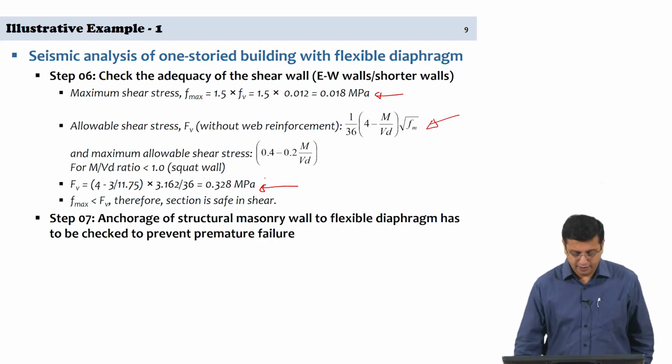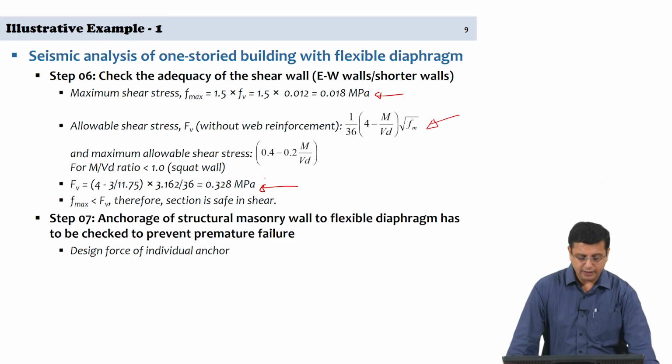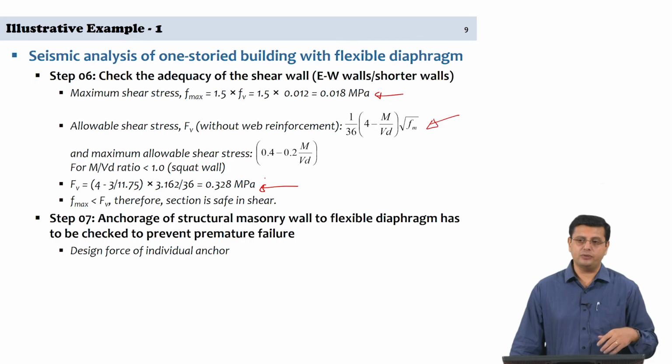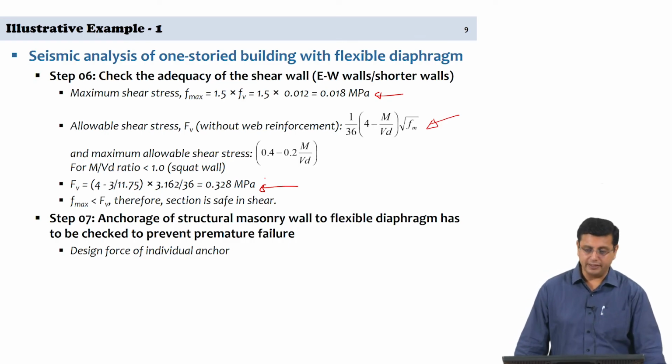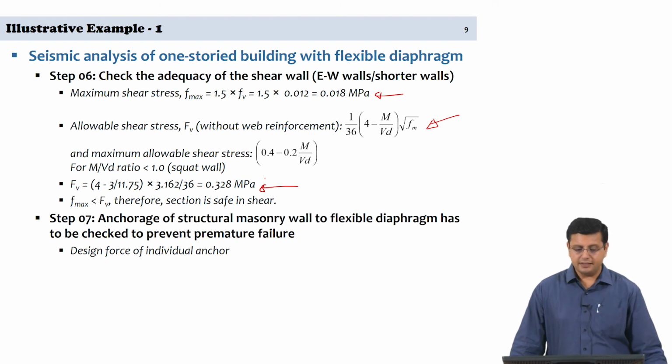So, this needs to be checked, and you have to provide adequate anchorage size and numbers to ensure premature failure does not occur. And therefore, the design force for each individual anchor has to be arrived at and ensure that it is adequately designed and detailed. Okay. So, that is the first illustrative example.